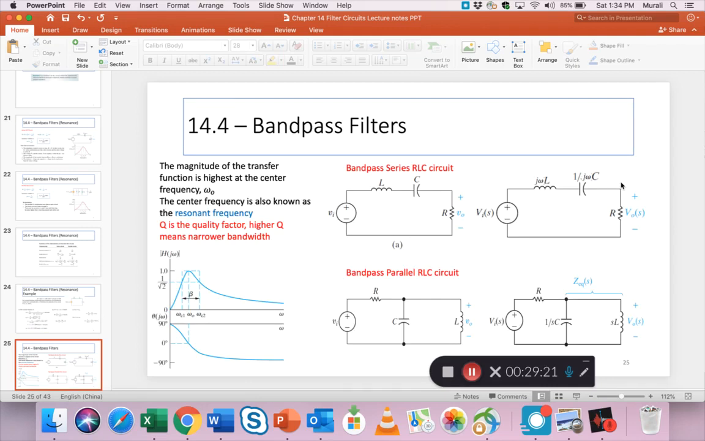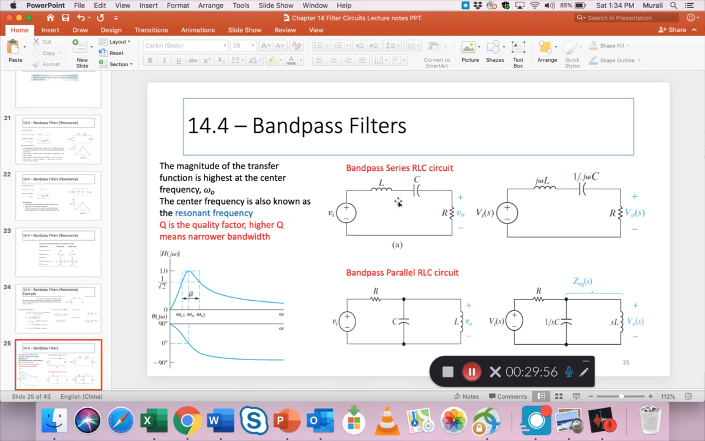Now that we have understood all those concepts, the rest of the filters business will be pretty quick, because the same ideas are repeated. The same ideas we just read about during resonance, and also some of the ideas we saw for low pass and high pass, all that comes across. So, two examples of band pass filters: band pass series RLC, and band pass parallel RLC.